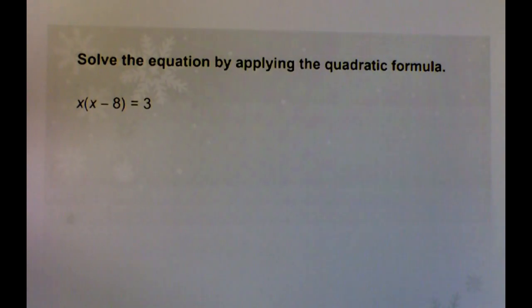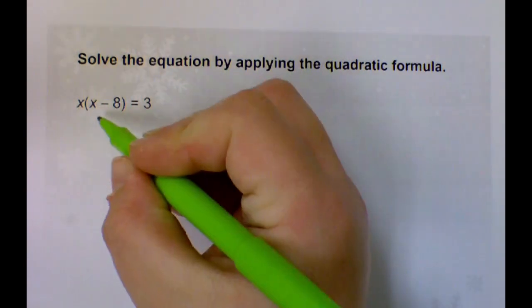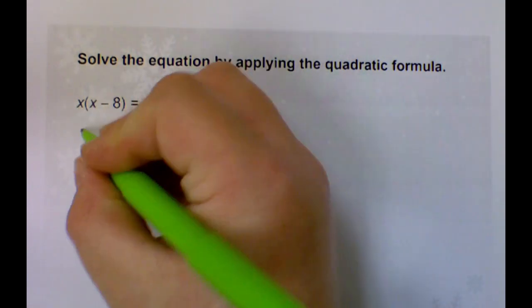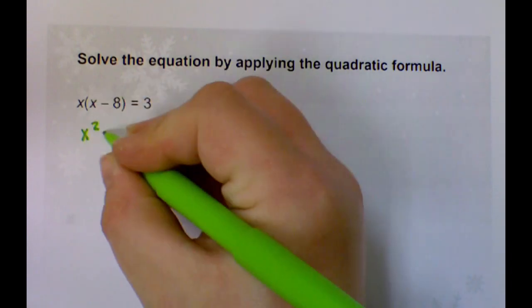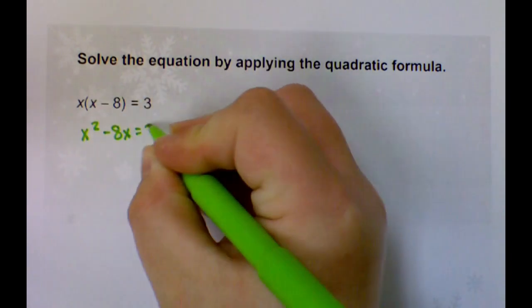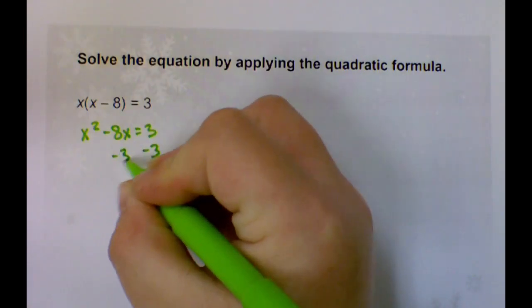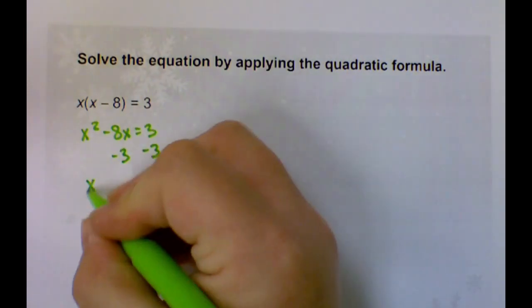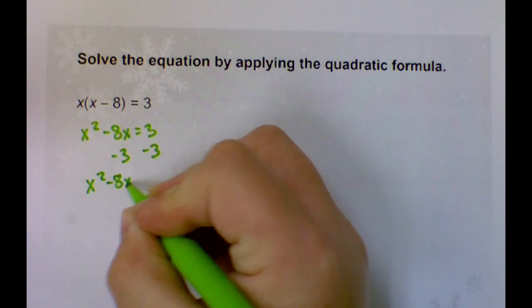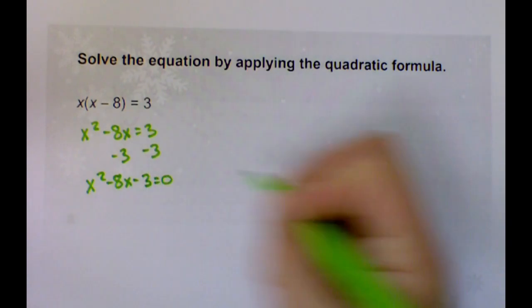To solve an equation using the quadratic formula, we need the whole thing to equal 0, but we also need it to look like ax squared plus bx plus c equals 0. So first I need to multiply this out. X times x makes x squared. X times 8 makes minus 8x, equals 3. And then I need it to equal 0, so I'm going to subtract that 3 off both sides, giving me x squared minus 8x minus 3 equals 0.